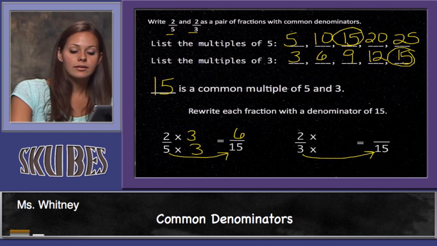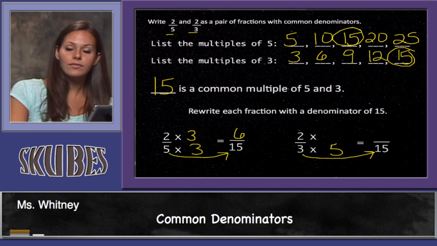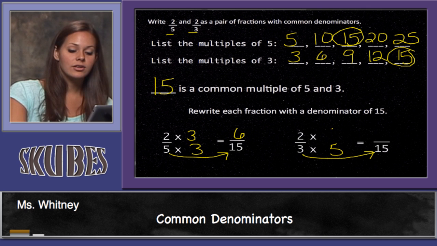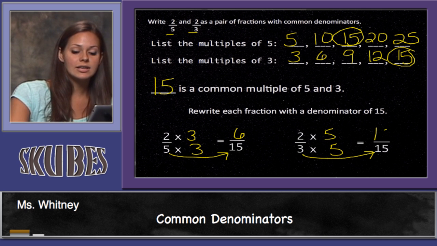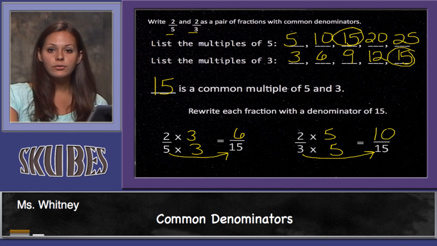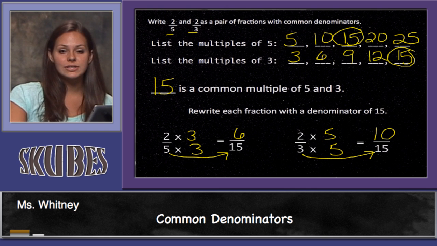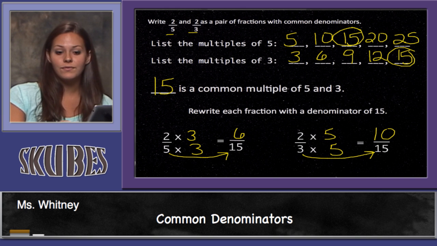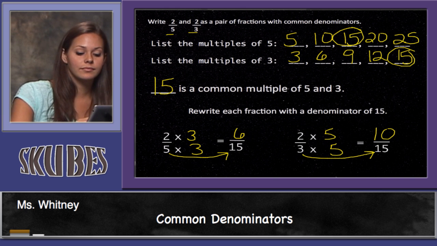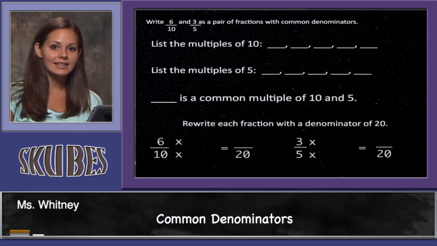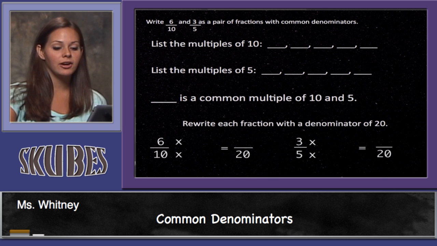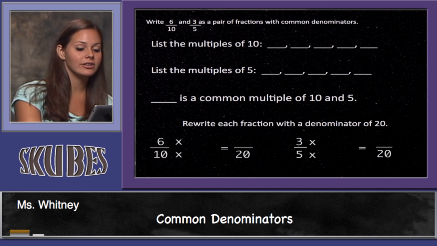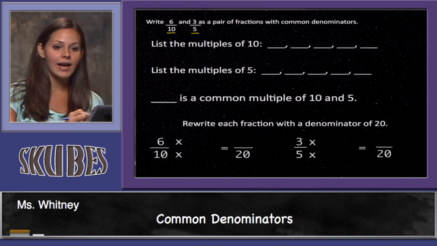3 times 5 equals 15, so 2 times 5 is equal to 10. Our new fraction is 10/15. Now both fractions have a common denominator of 15. Let's write 6/10 and 3/5 as a pair of fractions with common denominators. We have the denominator 10 and the denominator 5.